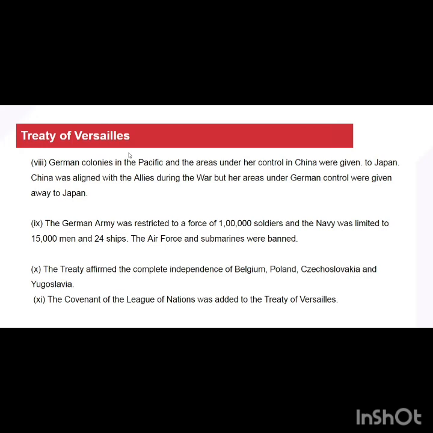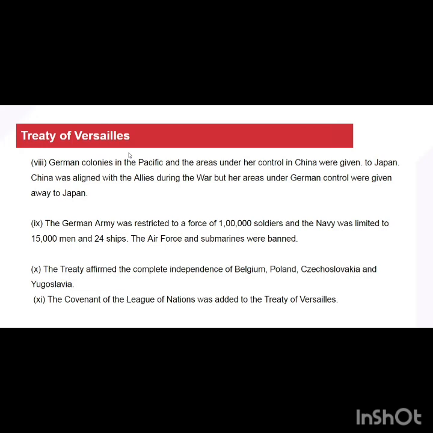Then the treaty affirmed that new countries were born, and the countries in the Balkans got independence, and the territory was reorganized. Okay, so complete independence was assured for Belgium. Belgium, we saw that it was being attacked by Germany. Poland, a new country, was there. Czechoslovakia. So Czechoslovakia was a country which was born in the Balkans, and Yugoslavia, by merging a few Balkan areas.